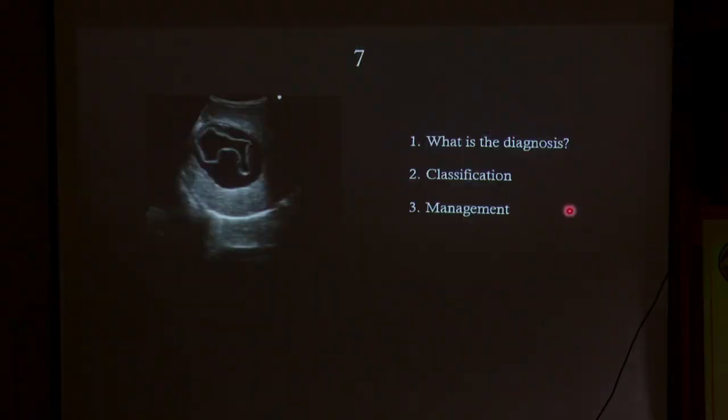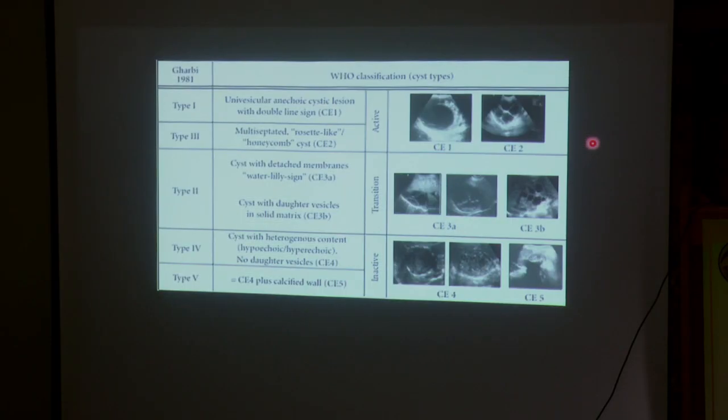In CE1, there is a univesicular cystic lesion, and in CE2 there is a multiseptated honeycomb cyst. CE3A and CE3B are transition phases, wherein in CE3A there is presence of detached membranes with water lily sign, and in CE3B there are multiple daughter vesicles in a solid matrix. Next, CE4 and CE5 are inactive lesions, wherein in CE4 the cyst will have heterogeneous content within, which may be hyperechoic or hypoechoic. There are no daughter vesicles, and in CE5 there will be calcification of the wall.